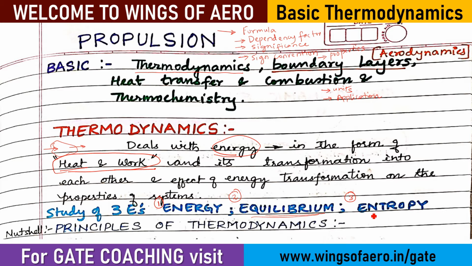Then we have the third one, which is entropy. Now entropy is more like the randomness of a system. Okay, how random the system is. So these 3 E's, we are going to do a deep study about these 3 E's.